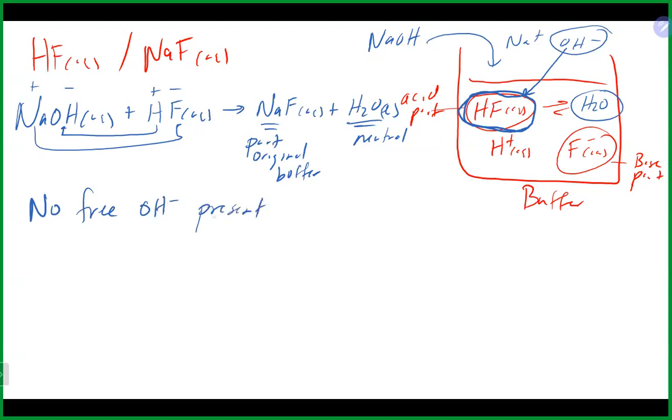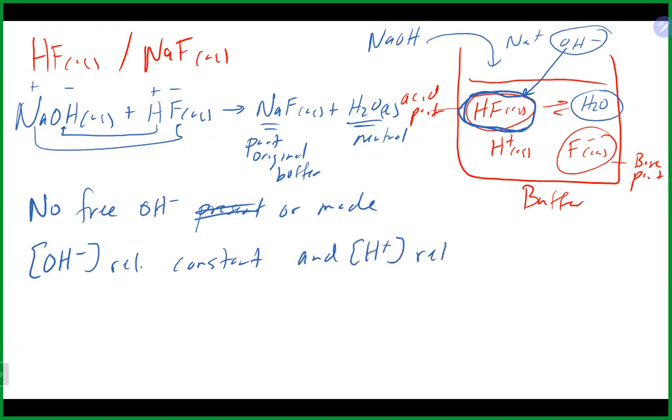And what that means is the concentration of OH minus stays relatively constant. And if the concentration of OH minus stays relatively constant, because OH minus and H plus are tied to each other, that means that the concentration of H plus should also remain relatively constant because they are related to each other. And if those both pretty much stay constant, the pH will also remain relatively constant.